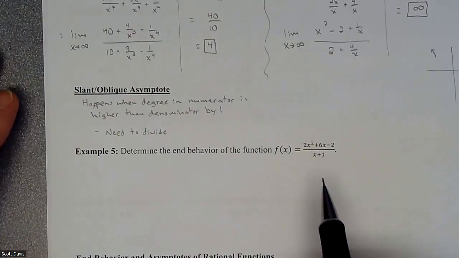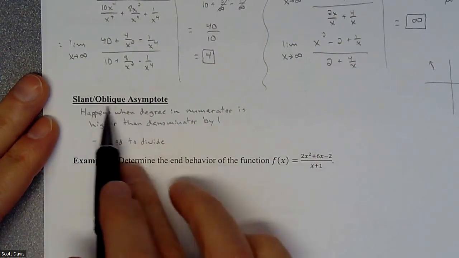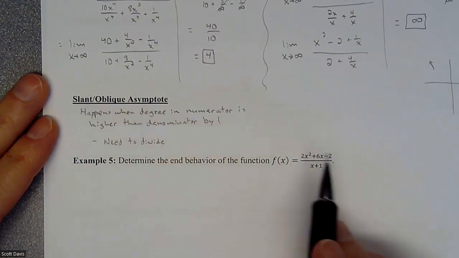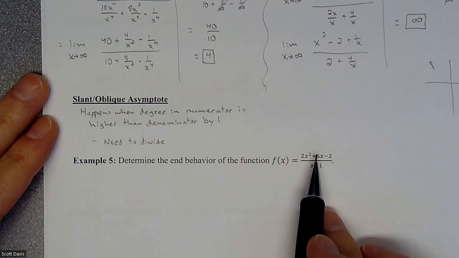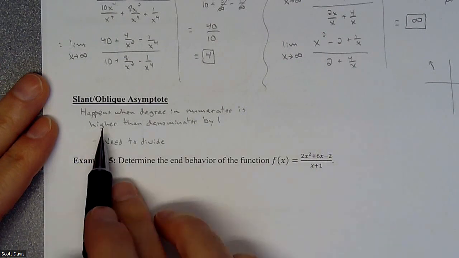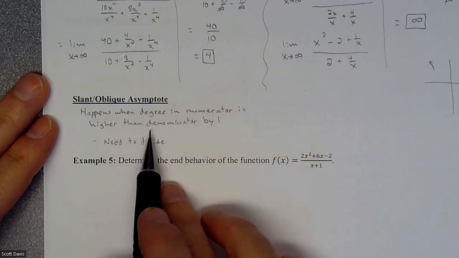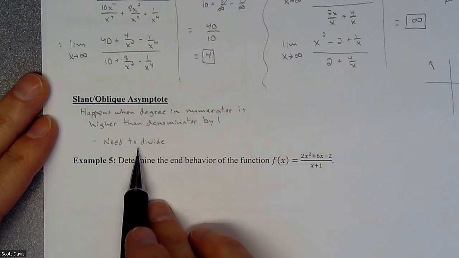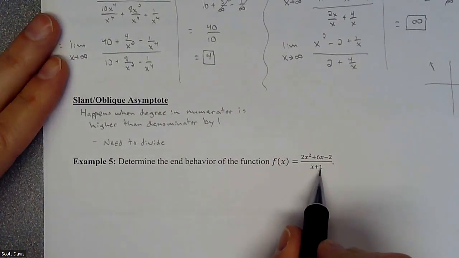All right, in this example, we're going to be talking about how we deal with the slant asymptote. We know a slant asymptote is going to happen when our power differs on the top by 1 over the bottom. So it happens when the degree in the numerator is higher than the degree in the denominator by 1. We're going to need to actually divide. So there are a couple ways that we can do this.